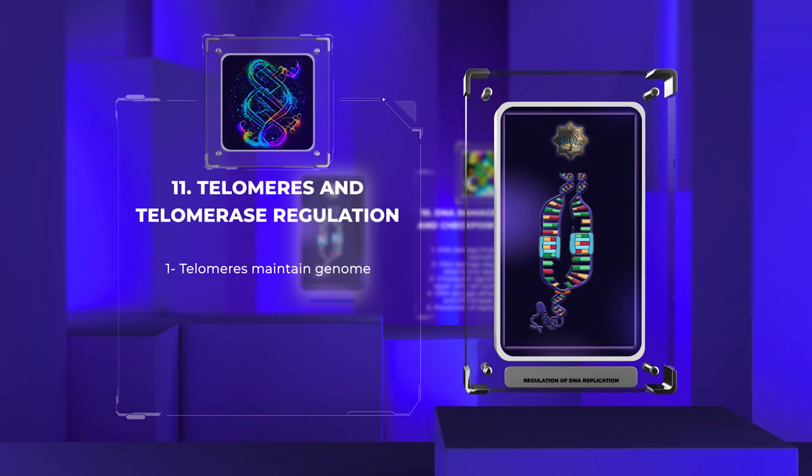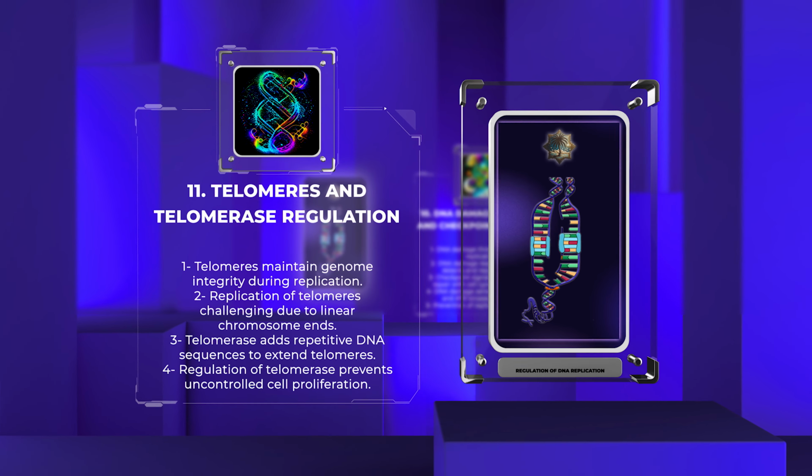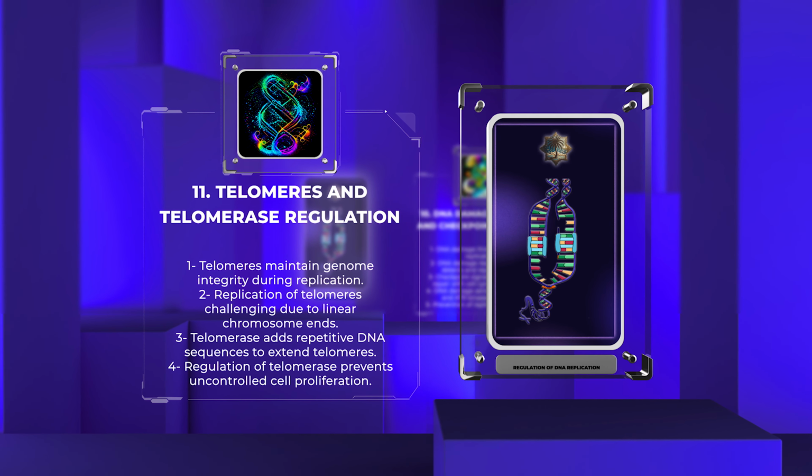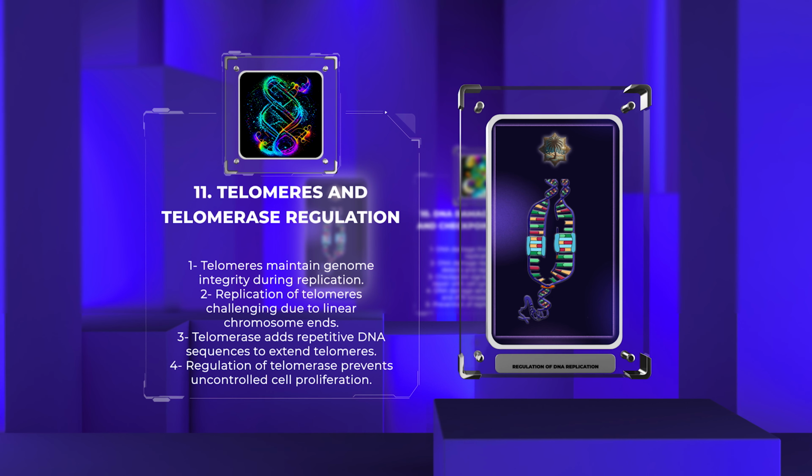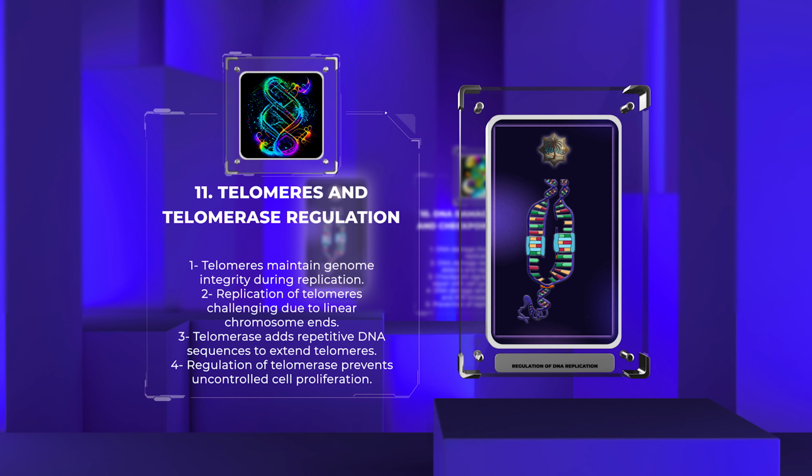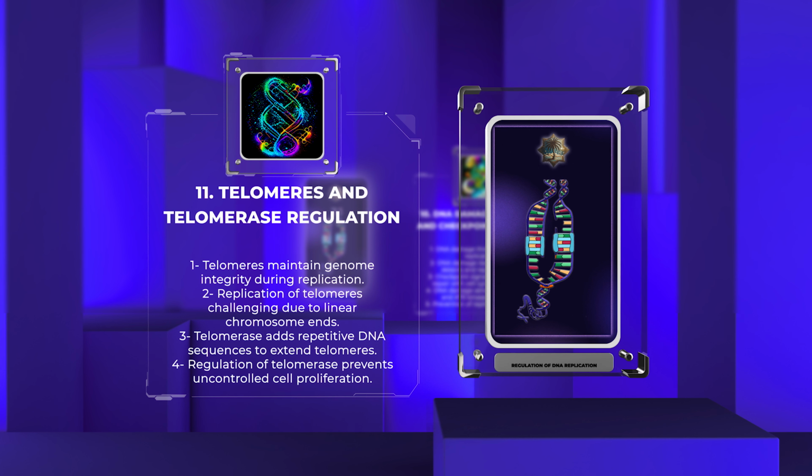Telomeres are specialized structures located at the ends of linear chromosomes that play a crucial role in maintaining genome integrity. During DNA replication, the replication machinery encounters difficulties in faithfully replicating the ends of linear chromosomes. To overcome this problem, telomeres are equipped with a unique enzyme called telomerase.